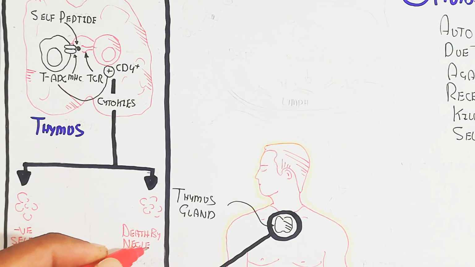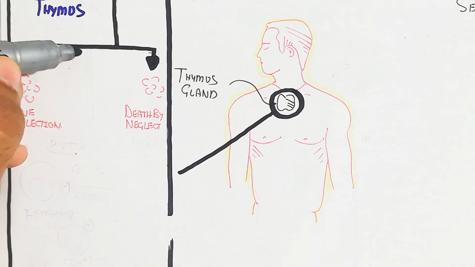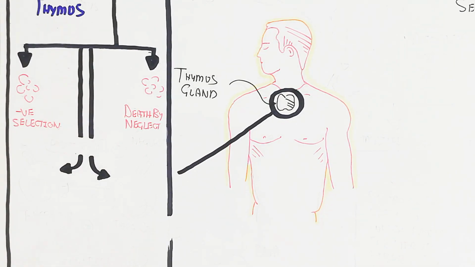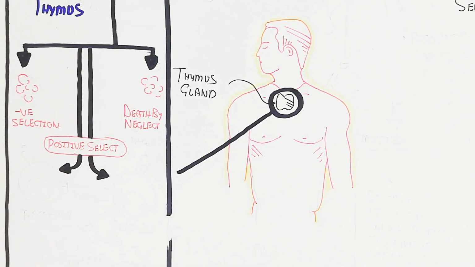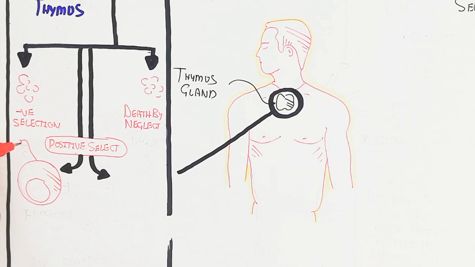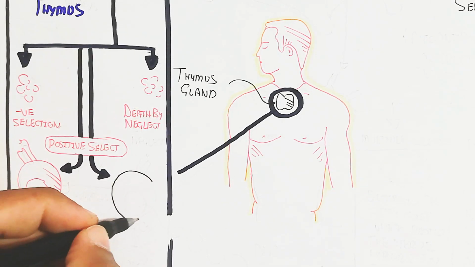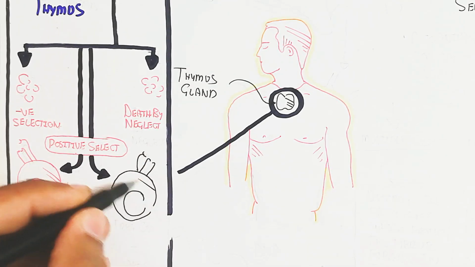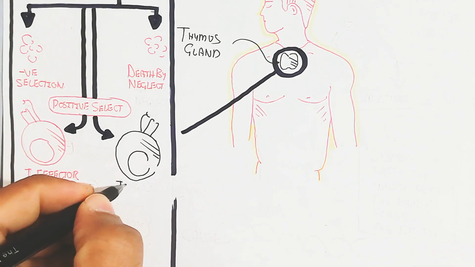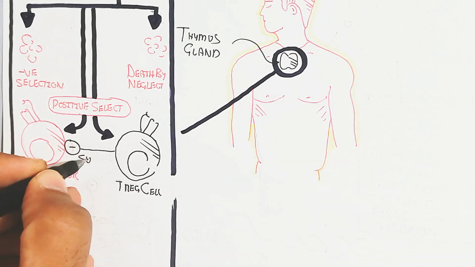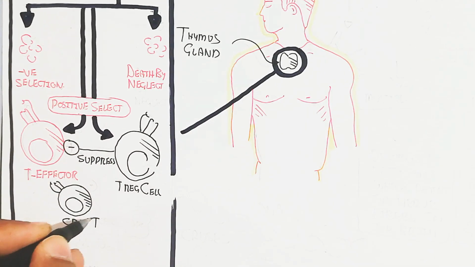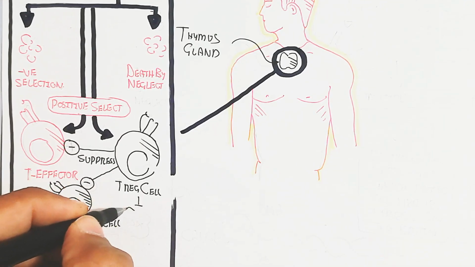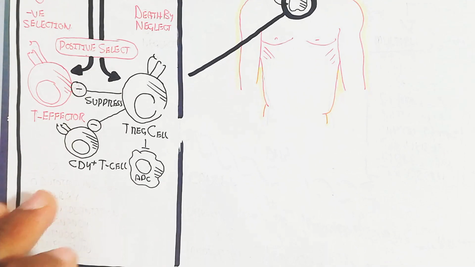negative selection and death by neglect will occur, while positive selection will lead to normal progression. In this way, the T regulatory cell will be produced as well as the T effector cell, the cytotoxic T cell, the CD8. The T effector cell and T regulatory cell proliferate, and the T regulatory cell will suppress the T effector cell as well as the CD4 and antigen presenting cell for the regulation of the immune response, and in this way the self antigen will not be attacked and no autoimmune disorder will occur.